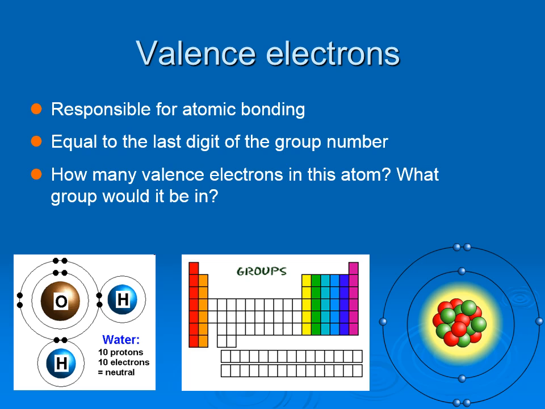So if you look at this atom on the bottom right, how many valence electrons are in this atom? Yep, 6. So you just look at the outside dots, the outside electrons, and count them. And there's 6. So what group would it be in? It would be in group 16. And if you're looking at the periodic table here, the colorful one with no letters or numbers, it would be in the light blue column, the third one from the right.